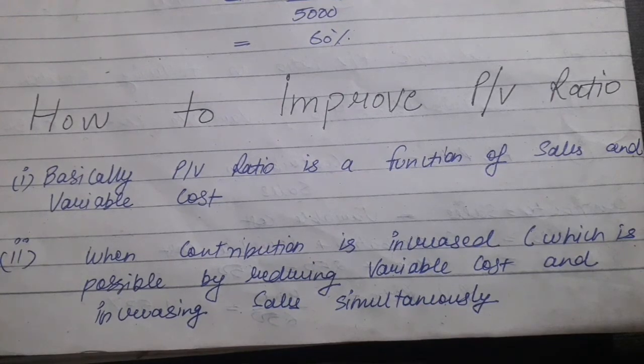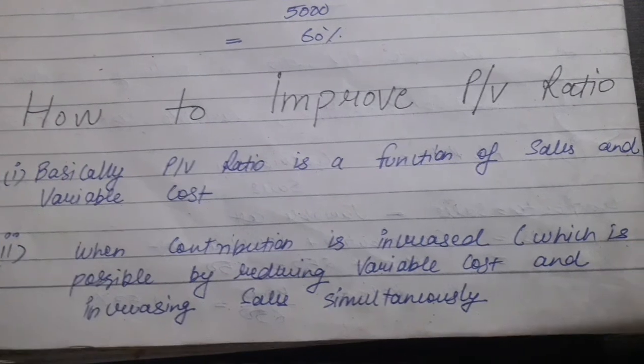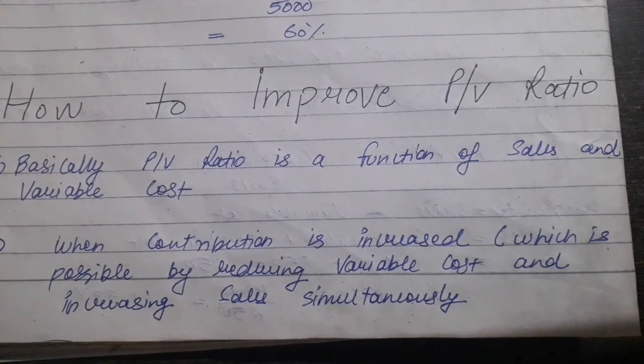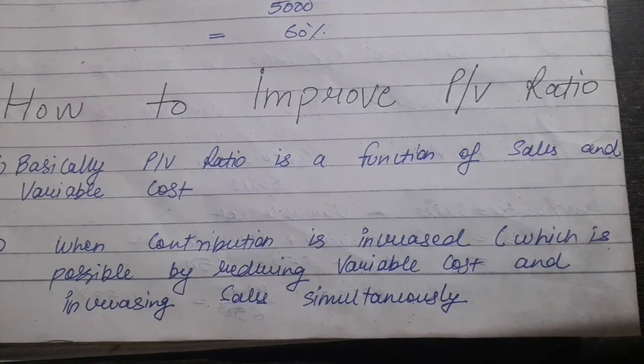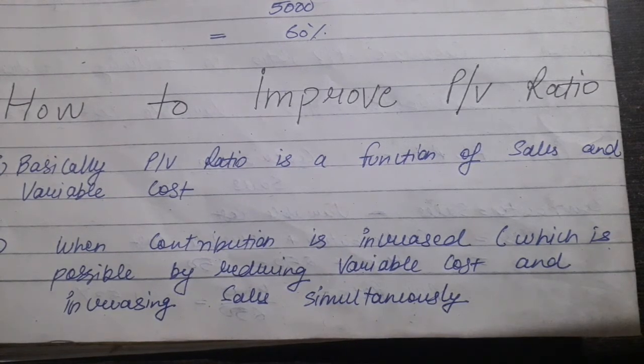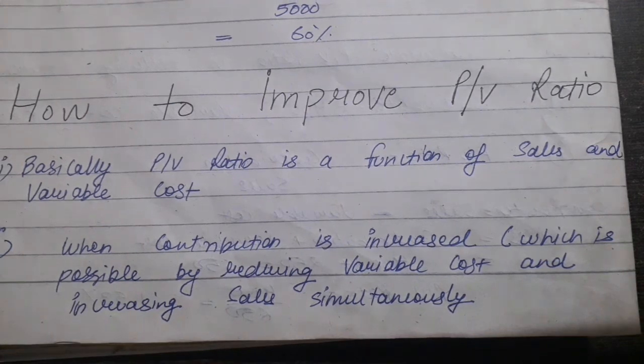First way is, contribution is increased by reducing your variable cost per unit, as a result of which your total variable cost is reduced, and at the same time simultaneously increasing your sales turnover. Adopting this technique, we will be able to increase our contribution margin, and as a result our overall profitability ratio will be improved.